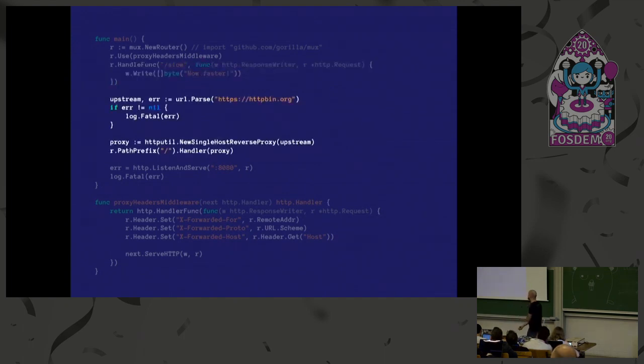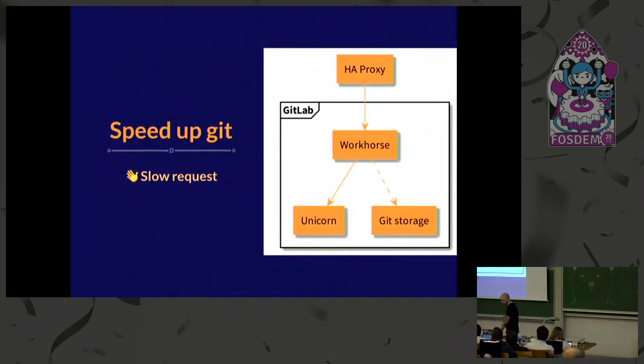Then basically we go back to our old code, we parse the upstream URL, we create a new single host reverse proxy, and we bind it to the router so that everything that doesn't match a specific route will go through the reverse proxy in our upstream. So this is what we did.